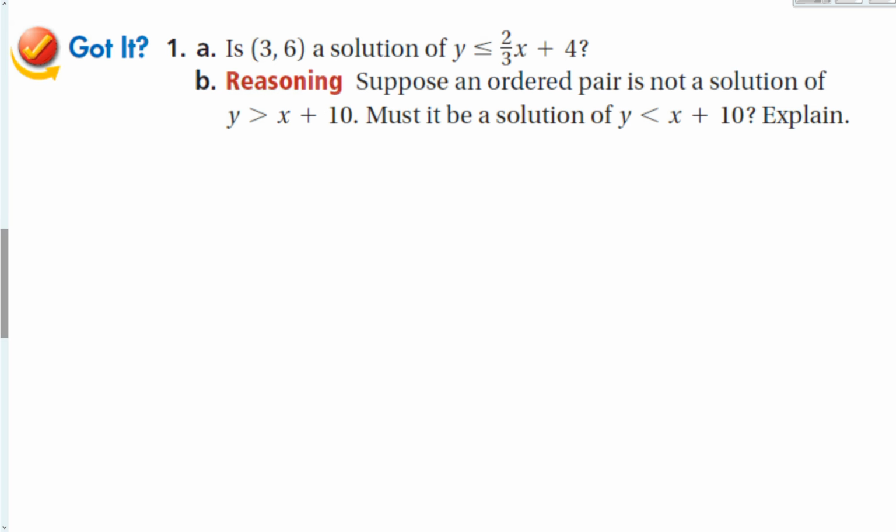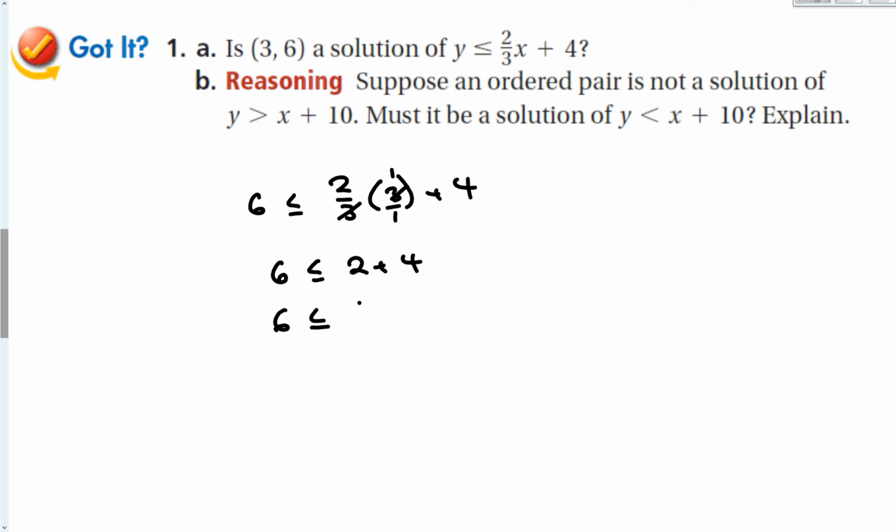Is (3, 6) a solution of, well, let's see: 6 is less than or equal to 2 over 3 times x, which is 3, plus 4. And remember to multiply a fraction by a number, we can put the number over 1, multiply the tops, multiply the bottoms. These two can reduce. So it is actually 6 is greater than or equal to 2 plus 4. So that is true because it says or equal to.